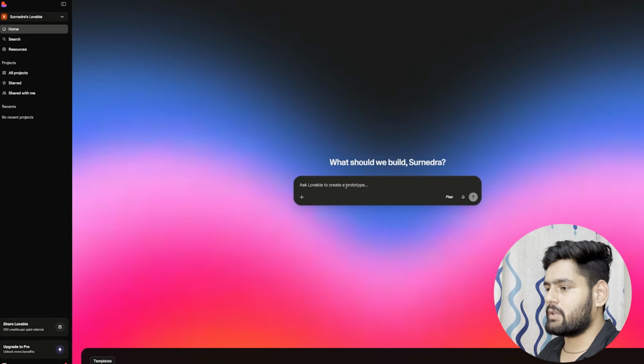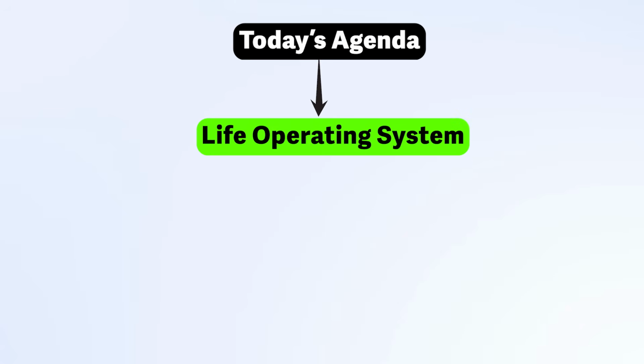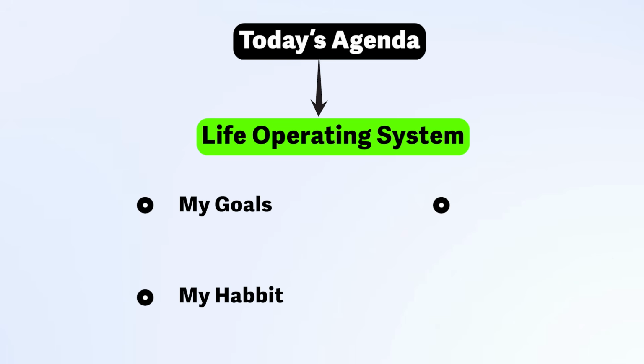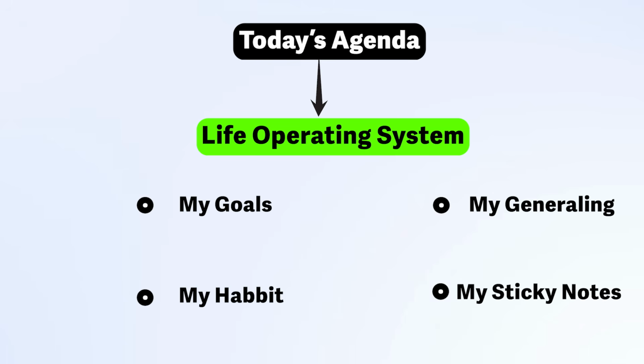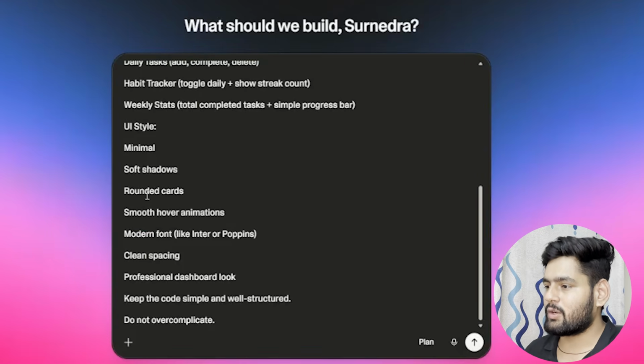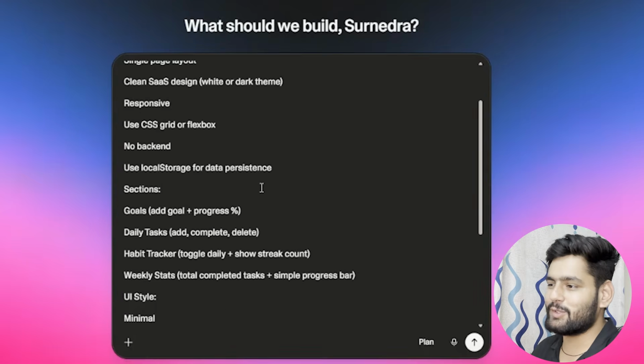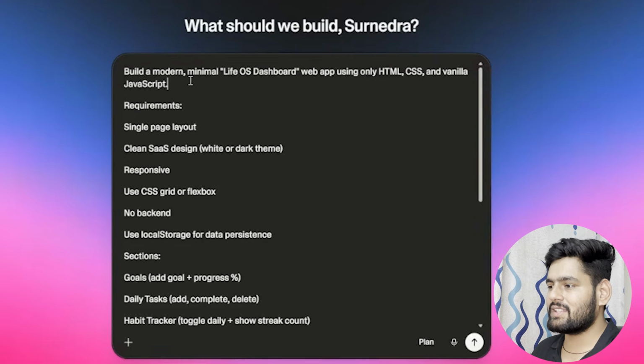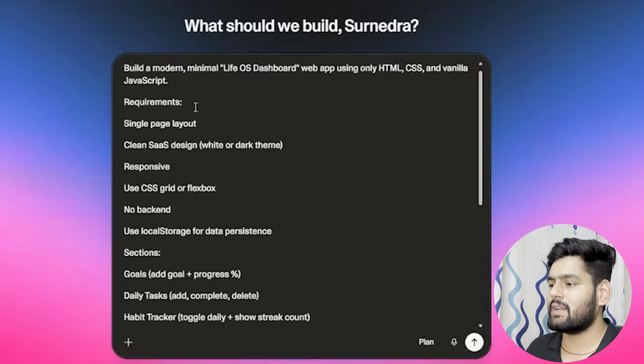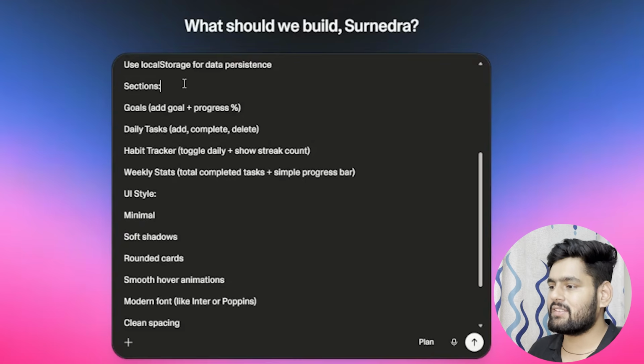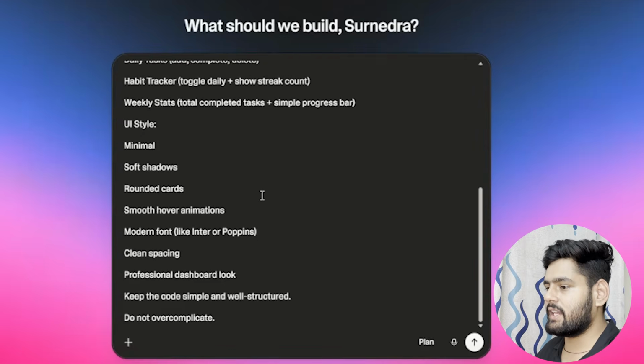Okay, so here is the prompt. What we are going to build today is a Life OS, a life operating system where I can manage everything: my goals, my habits, my journaling, my sticky notes, and everything, right? For that, this is the prompt we are going to use. Yes, the prompt looks a bit big, but the basic things are like: build a modern minimal Life OS dashboard web app using HTML, CSS, and vanilla JavaScript, with requirements. I have given all the requirements, sections, and all the stuff which is needed in your idea.